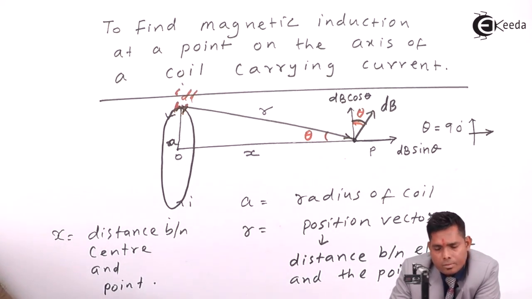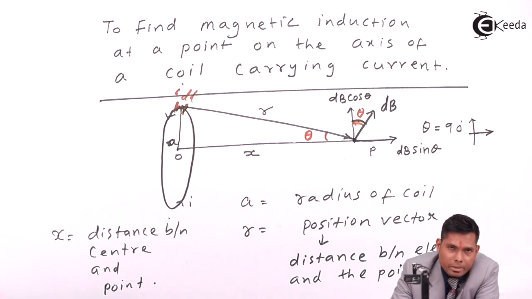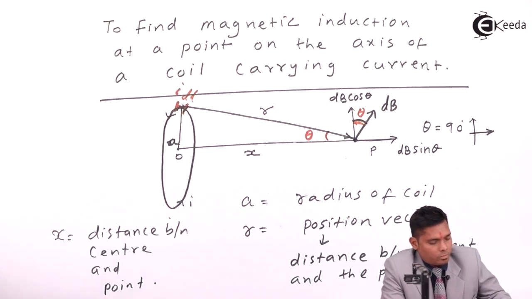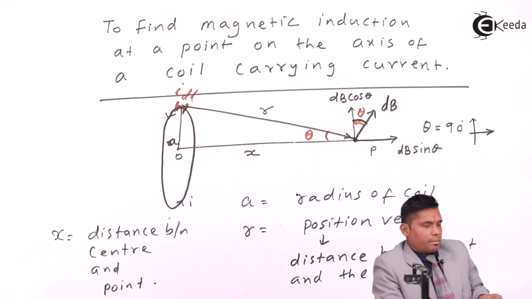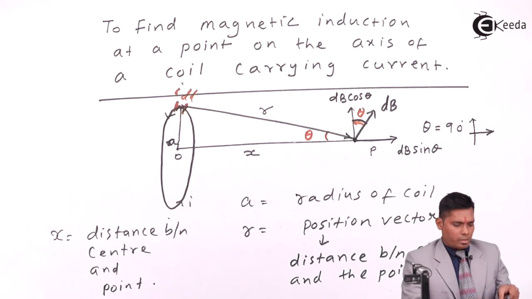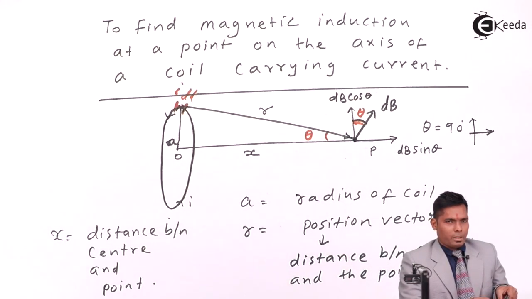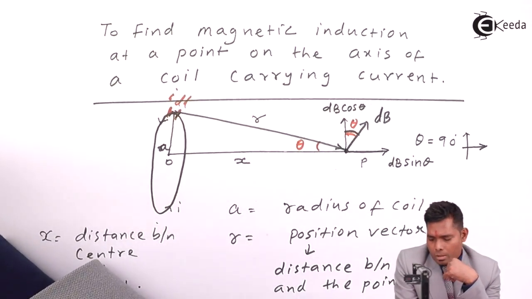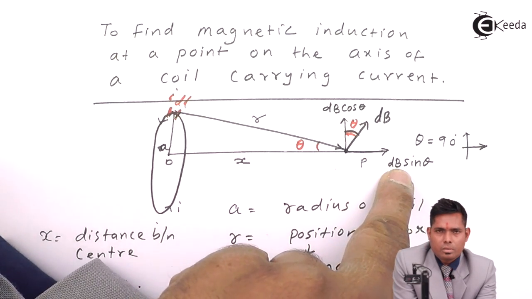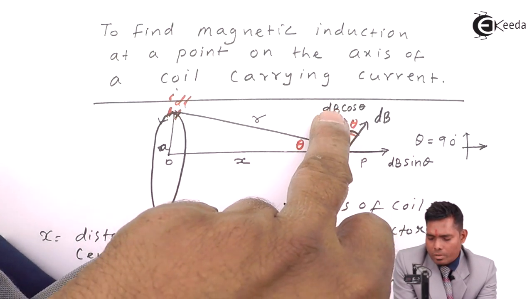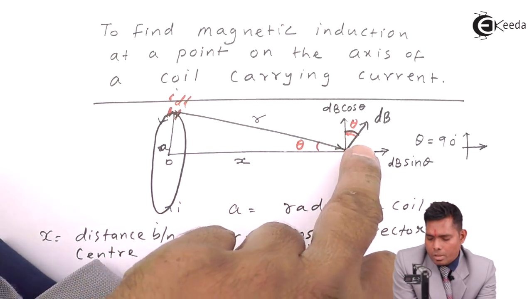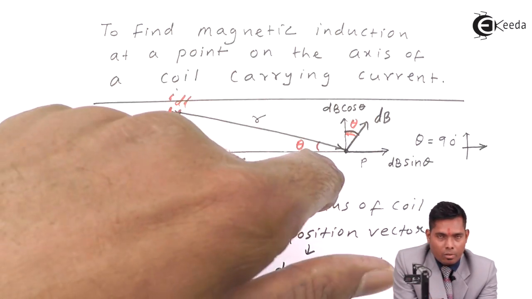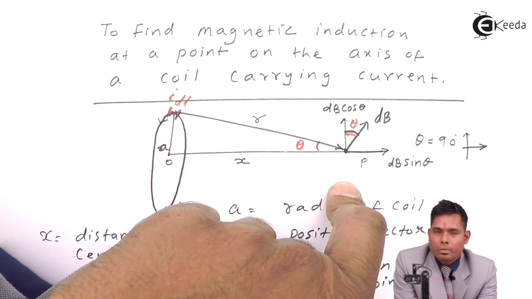What is happening is, for every pair of elements on the opposite ends of the diameters, I'll choose an element here, then here, then here and here. So for every pair of elements on the opposite ends of the diameters, the horizontal components will add up, will always be in this direction, and the dV cos theta component will be, for one half, in the up direction, and for the other half, in the down direction.